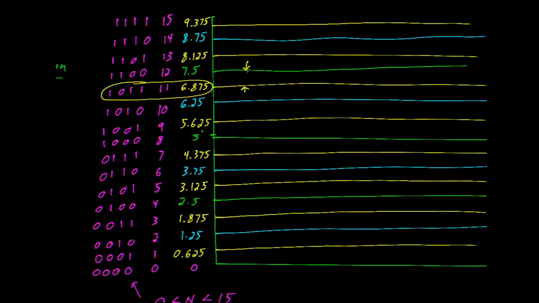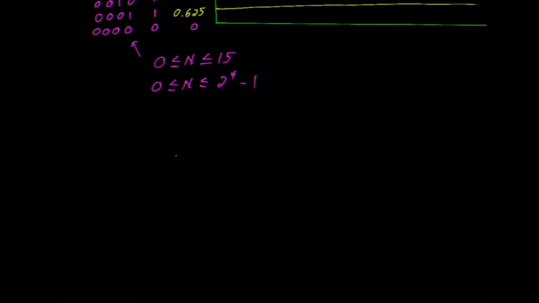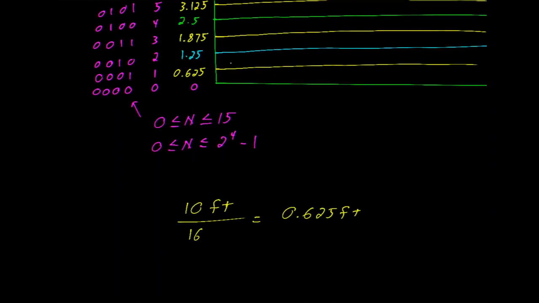By the way, the distance between those two lines is known as the resolution, or the ambiguity of the system. We can calculate that number by saying this is a 10-foot tank, which is described as 16 unique levels, with 0 being one of those levels, which yields 0.625 feet, which is indeed this distance right here, the smallest distance that can be measured.